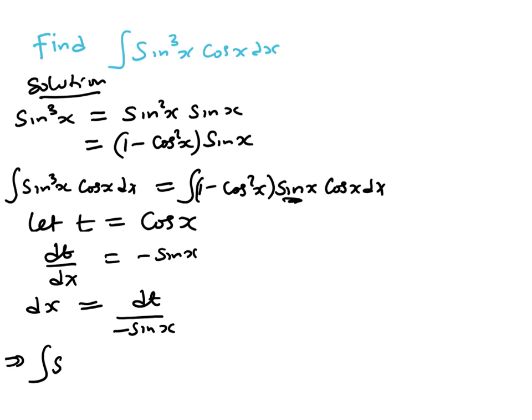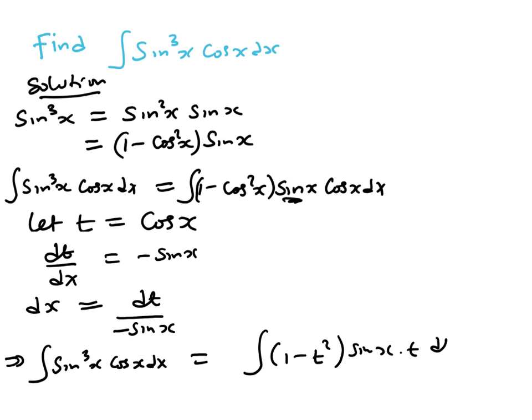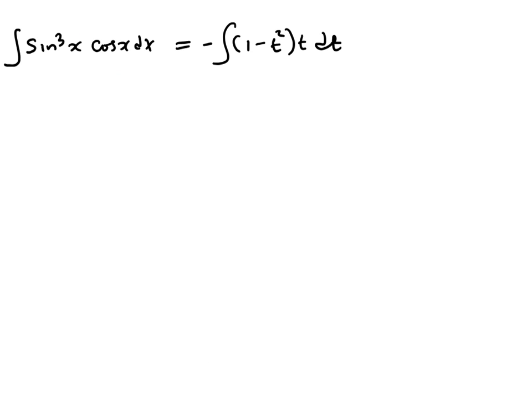The integral of sine cubed x times cos of x dx will again change to the integral of 1 minus t squared, then times sine of x multiplied by t, then the dt over negative sine of x. So this cancels out, but don't forget about that negative. It is going to factorize. So life is now getting simple.